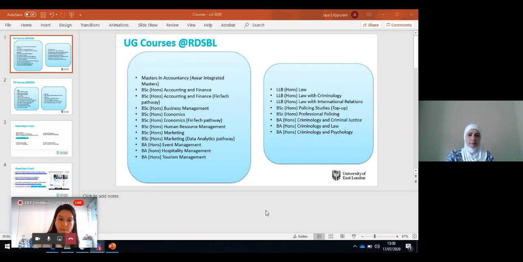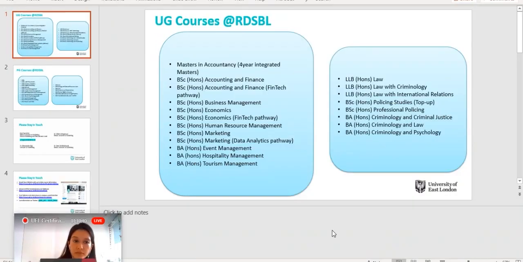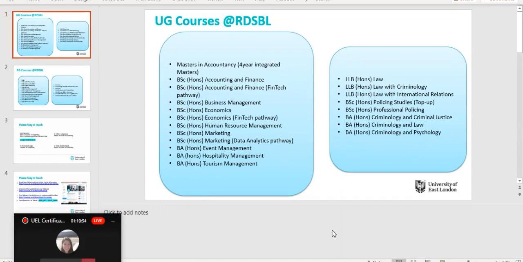I do want to point out that in the Royal Dock School of Business and Law at UEL, we have a range of undergraduate courses. On one side, it's the courses that we offer under the business umbrella, which is accounting, economics, HRM. We're actually starting new courses in data analytics and fintech, which is financial technology. So really contemporary topics. We also have event, tourism, and hospitality management. In our law side, we have law and criminology and policing programs.